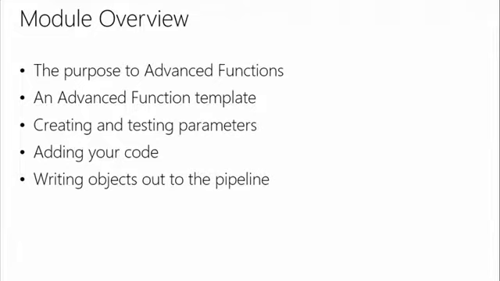In other words, I'm going to ask Jeffrey questions about it. Show you an advanced function template and the parts of an advanced function. It's not much harder than what we've been working with. We'll show you how to create and test parameters, some more parameters, and then where your code should go. And then something really cool, getting stuff out to the pipeline. In other words, we're going to start turning this into a pretty doggone cool tool.